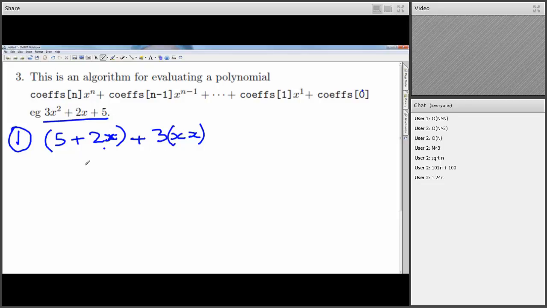Let's work out how efficient that is. Okay, so let's get some code just to be able to talk about it.